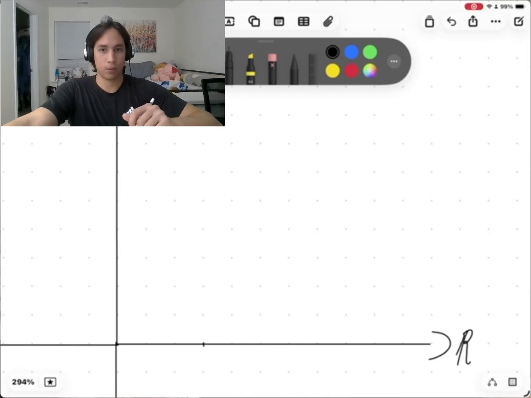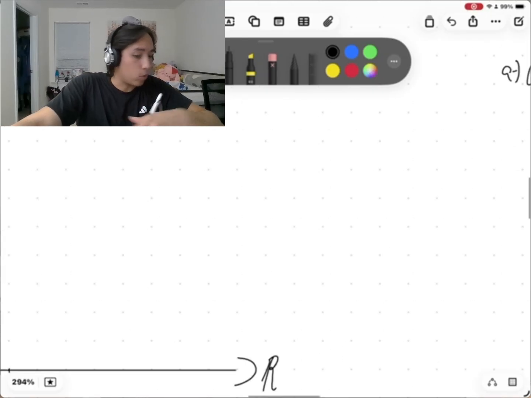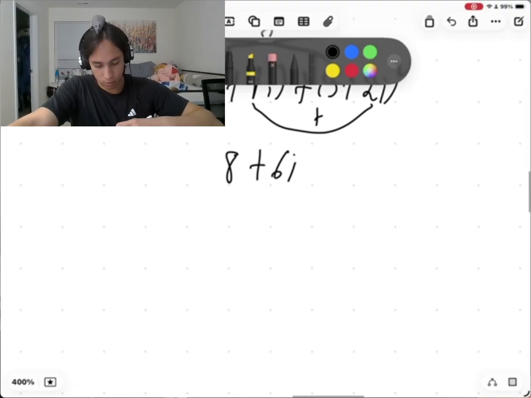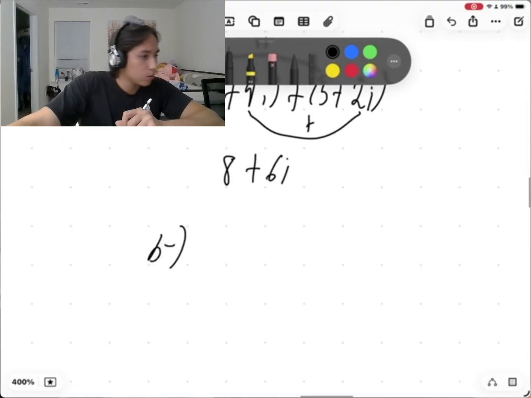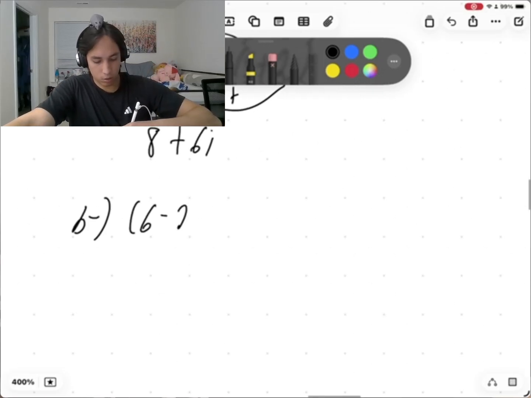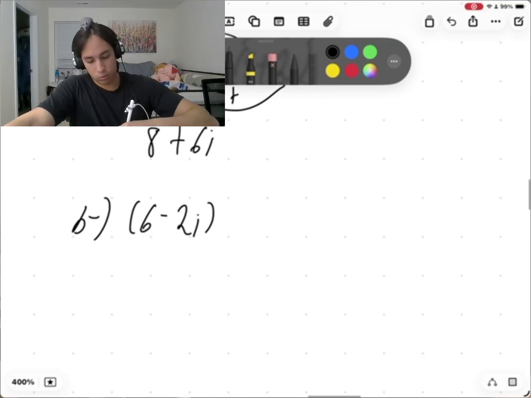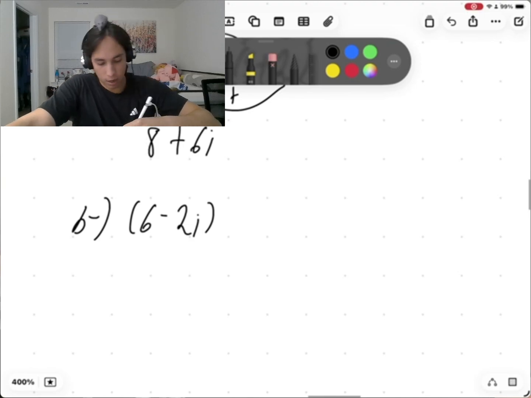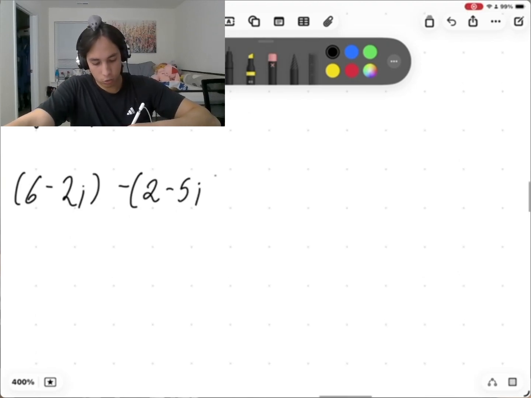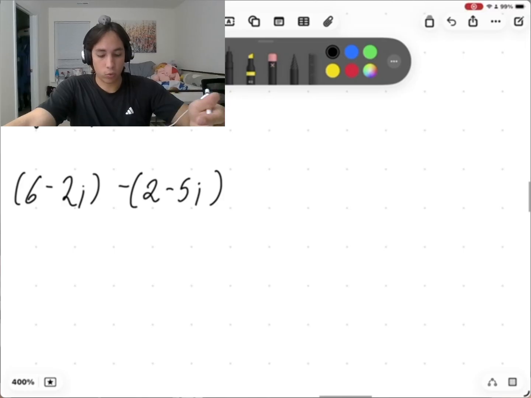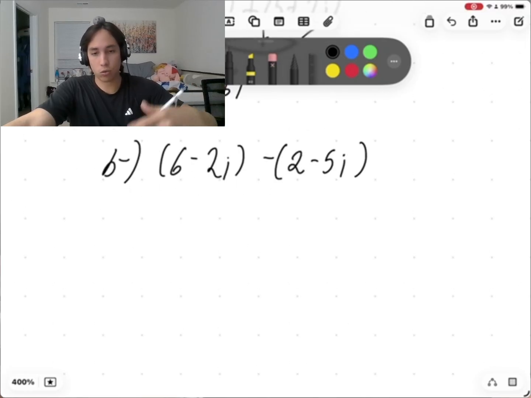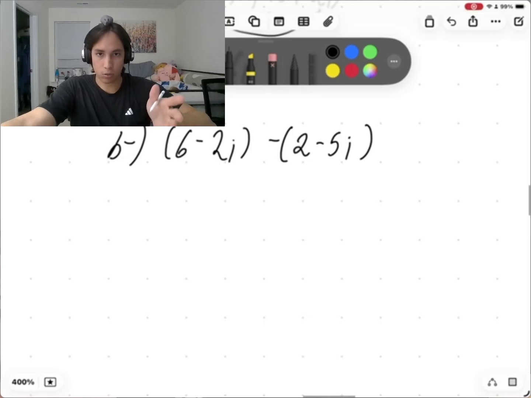Okay, there we go. Now, the second one is 6 minus 2i minus, subtraction, 2 minus 5i, right? In the same way we do with polynomials, you can also do with vectors, and you can also do with complex numbers. Complex numbers, you can treat them as vectors.